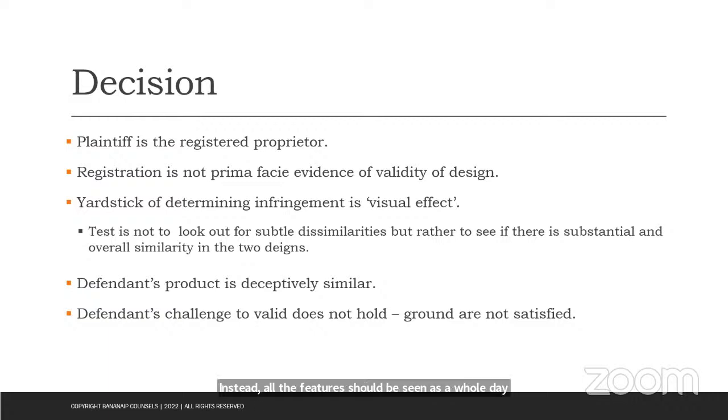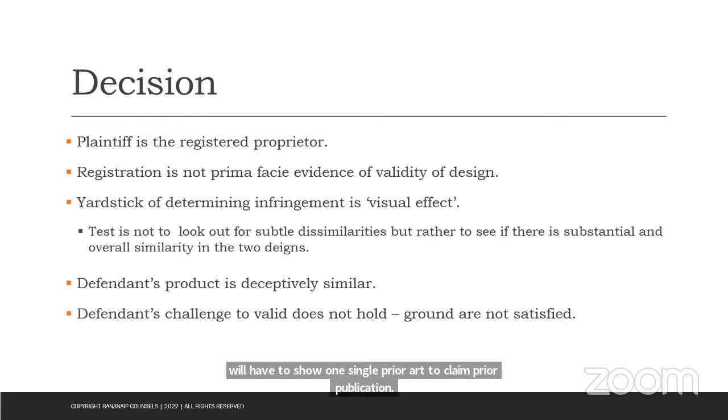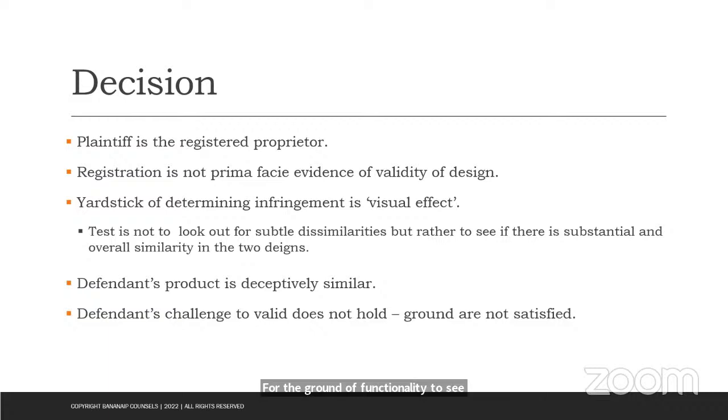Then it is well within the realm of the possibilities that existing features of known designs can be combined in an unseen manner, which can result in a new and original design. Lastly, mosaicing of pre-existing designs is not a defense to seek cancellation of registration. Defendants will have to show one single prior art to claim prior publication. For the ground of functionality to succeed, the defendant must establish that the plaintiff's registered design is the only way possible to manufacture or create a given article, considering the functional requirements of the product. Merely because form has relevance to function, it does not entitle a proprietor from registering its design.